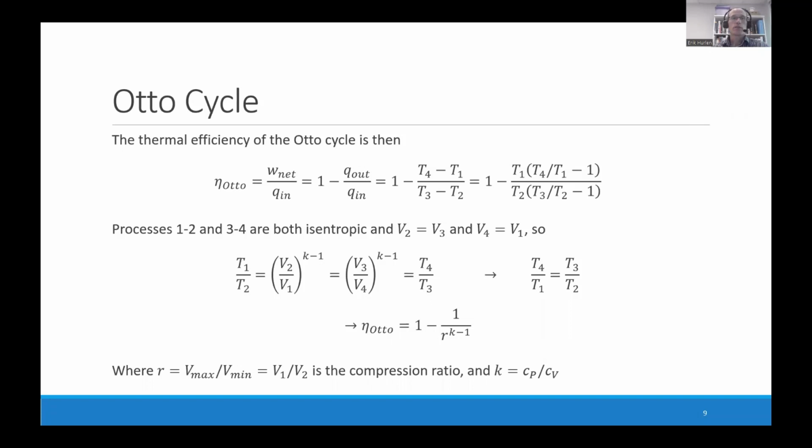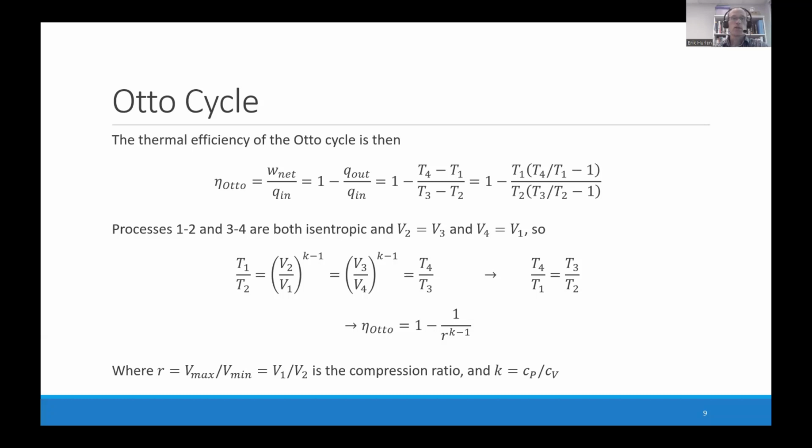Now we know that the processes 1 to 2 and 3 to 4 are both isentropic, so the temperatures can be related: T1 over T2 equals (V2 over V1) to the k minus 1 power. Then the volume ratio is the same, bottom dead center to top dead center, and back to BDC. So V2 over V1 is equal to V3 over V4, but (V3 over V4) to the k minus 1 power is T4 over T3 due to the isentropic relationships. Therefore, we have that T4 over T1 is equal to T3 over T2.